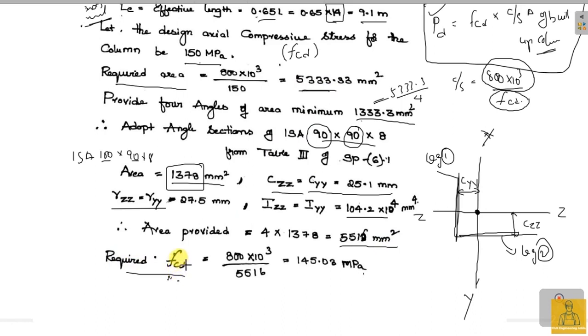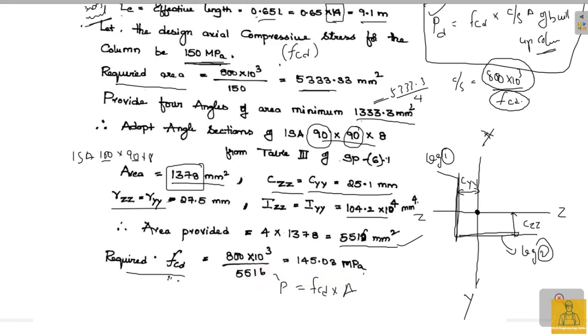In order to find out the section necessary, I have assumed a value of FCD as 150 megapascal, but that is an assumption to calculate the section area. But now, as I know what is the area I am providing, that is 5516, now I need to find out what is the actual FCD, that is the actual design axial compressive stress of the built-up section.